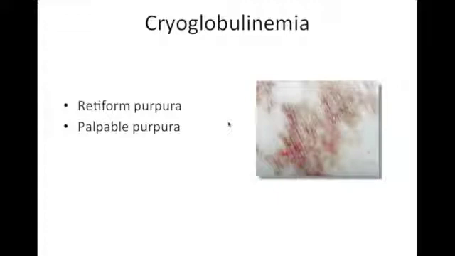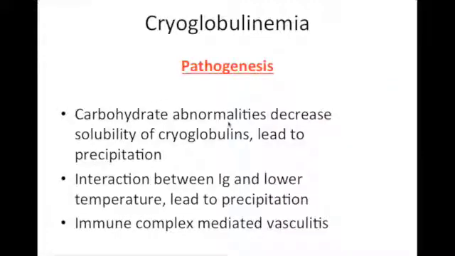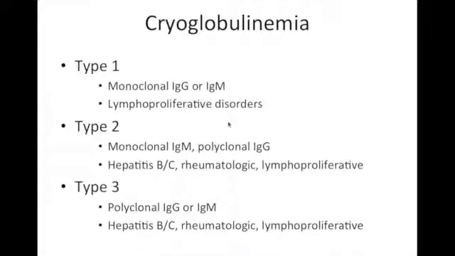Retiform purpura and palpable purpura, because again, you can affect both medium and small vessels. This is just immune complex mediated vasculitis, but what's important are the three types of cryoglobulinemia.